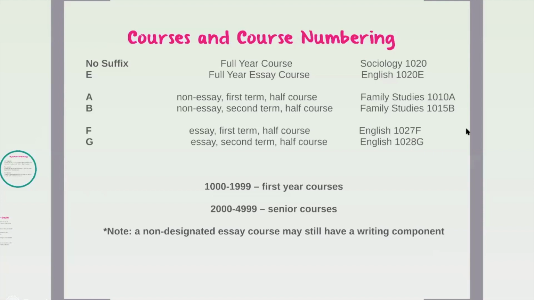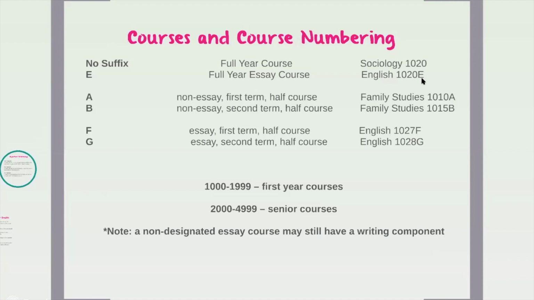And those could either be a regular full year course, so something like Sociology 1020, or they could be an essay course, so something like English 1020E. An essay course will have an E at the end. Now the difference between the 2, essay courses will have more of a written component on your exams, likely. They will also have a stronger focus on written assignments.